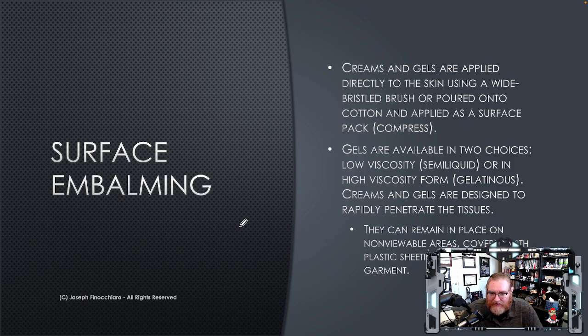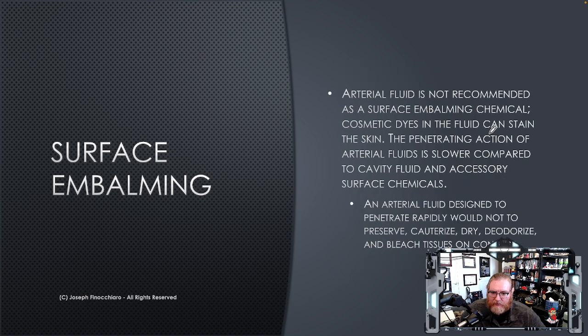Creams and gels are applied directly to the skin using a wide bristled brush or poured onto cotton applied as a surface pack. Again, pack and compress, same exact thing. And if it's an internal surface, it's called an inlay. Gels are available in two choices, low viscosity or high viscosity, semi-liquid or gelatinous. Creams and gels are designed to rapidly penetrate tissues. They can remain in place on non-viewable areas covered with plastic sheeting or a plastic garment.